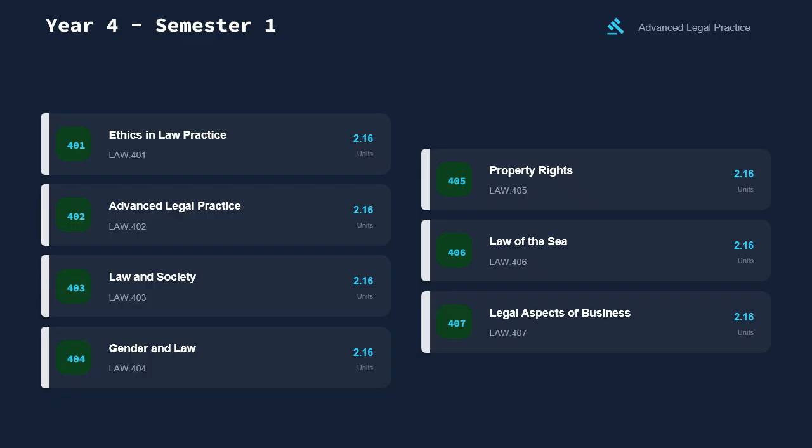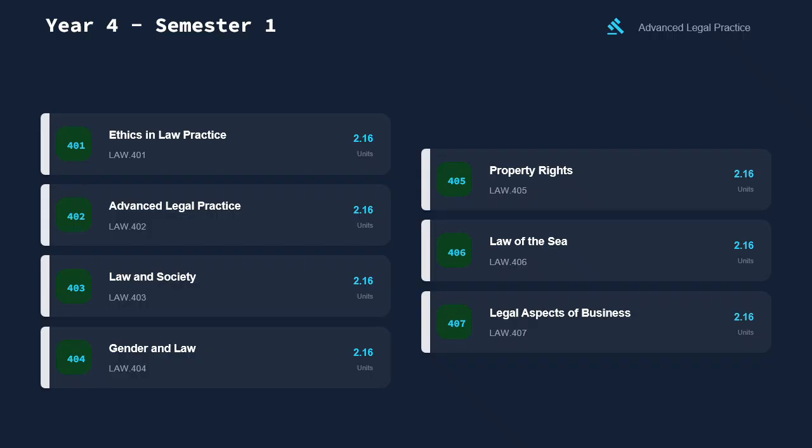Practical application: lawyers advise on cross-border property transactions, represent clients in international arbitration, and navigate treaty protections. Students analyze transnational property issues. They learn to manage jurisdictional complexity.